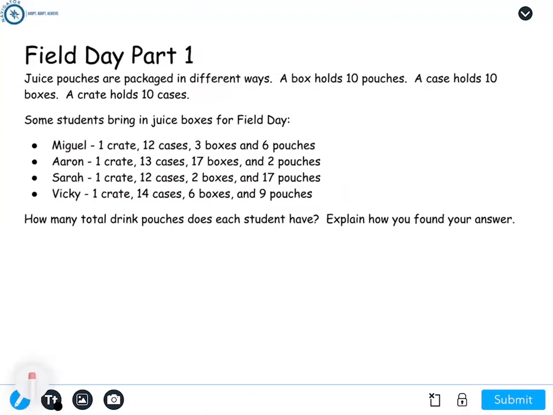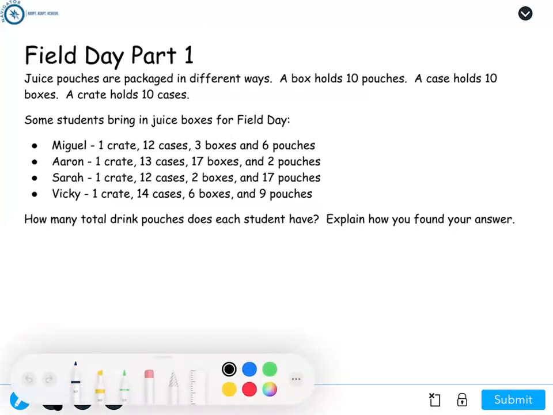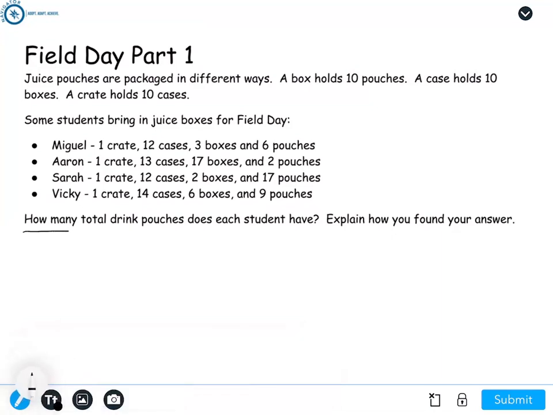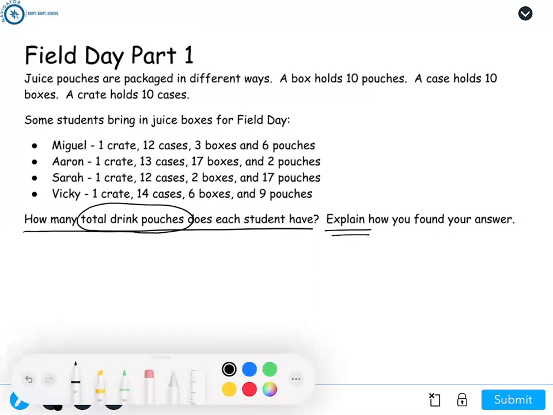We need to think about this problem and look at what we know and what we need to figure out. What is the big problem we're trying to figure out? Say it to your screen. That's right. First, we need to know how many pouches each student has. I'm going to go ahead and underline that as my big question. How many total drink pouches does each student have? And we need to make sure that we explain and show our work. So let's go ahead and look at what do we already know.